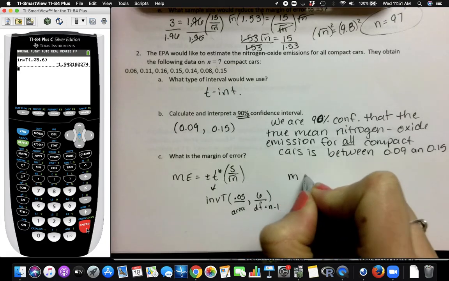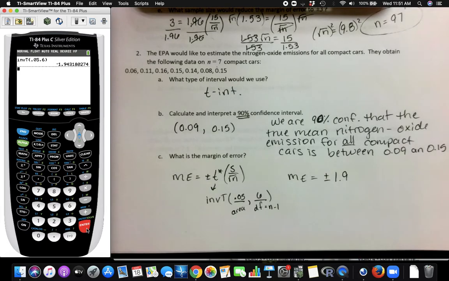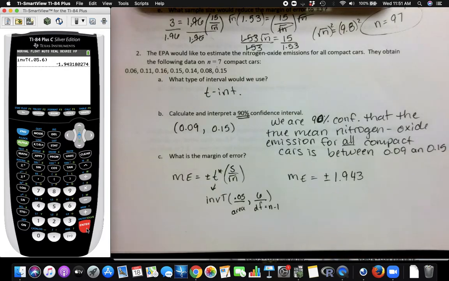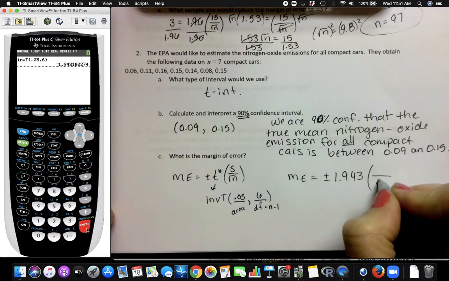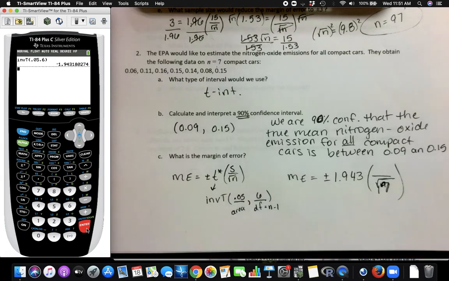So margin of error equals plus or minus 1.943. I would carry that out a few places because, again, we have the same issue with rounding. We could actually use our calculator to help us out a little. Shoot, I forgot to write down what s was. So I'm going to have to use that or run that test again. And this is square root of 7. So let's see here.